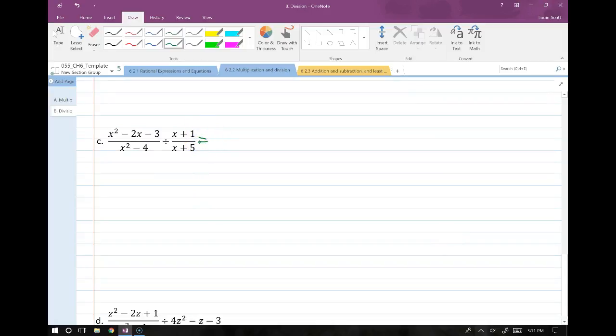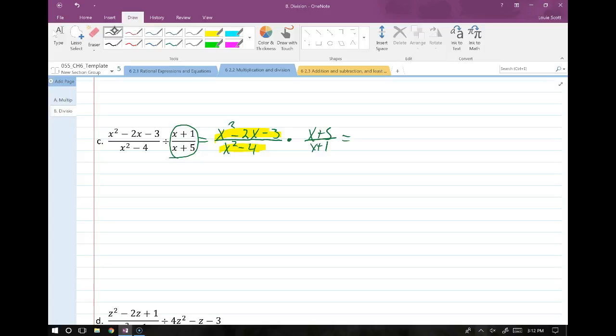Alrighty, let's try another one. So, once again, I'm just going to flip this second fraction. So I have x squared minus 2x minus 3 over x squared minus 4, and that's multiplied by this flipped fraction, x plus 5 over x plus 1. Okay, so now that we are going to do some multiplication, I want to do some canceling. I'm going to factor out these things that need to be factored so I can see if I have any like factors to cancel.